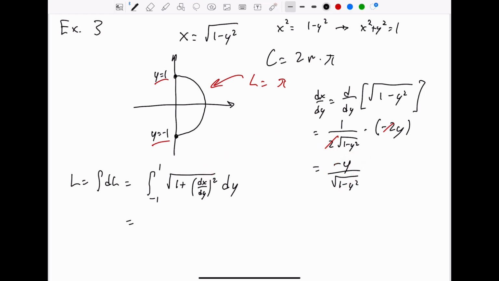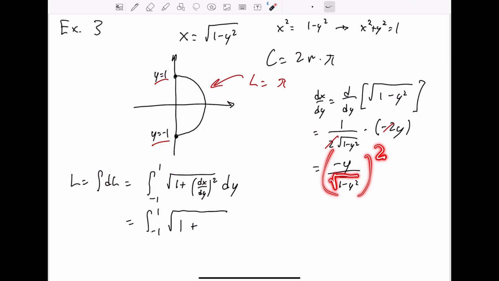So in the integral, we're still integrating from negative 1 to 1. We have the square root of 1 plus this expression squared. Now if we square this expression, the negative goes away. We're squaring negative y, that's simply y squared. When we square the denominator, the square root, that also goes away. So if we square the derivative of x with respect to y, we obtain y squared divided by 1 minus y squared.